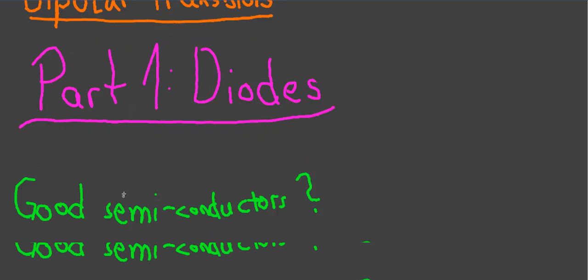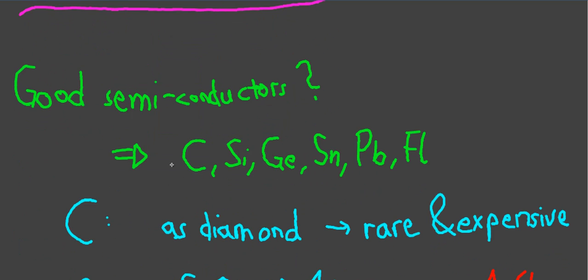And that's actually the good semiconductors, which are carbon, silicon, germanium, tin, lead and flerovium. Flerovium, sorry. And all of those have 4 electrons on their outer shell. And that's why they are good semiconductors.